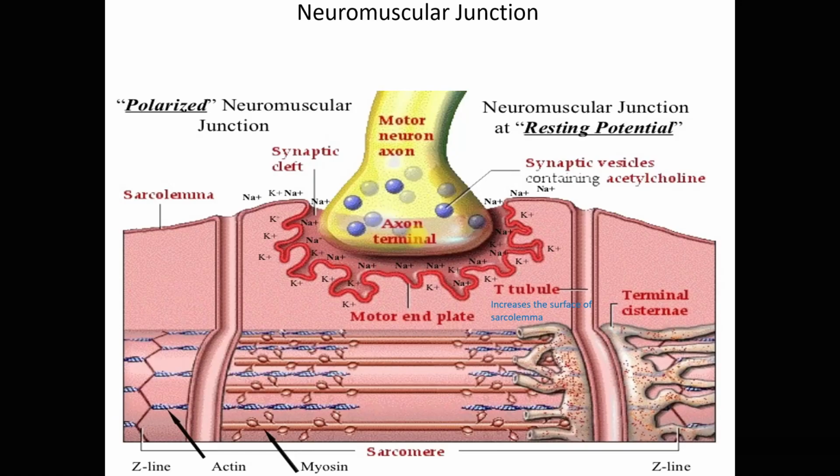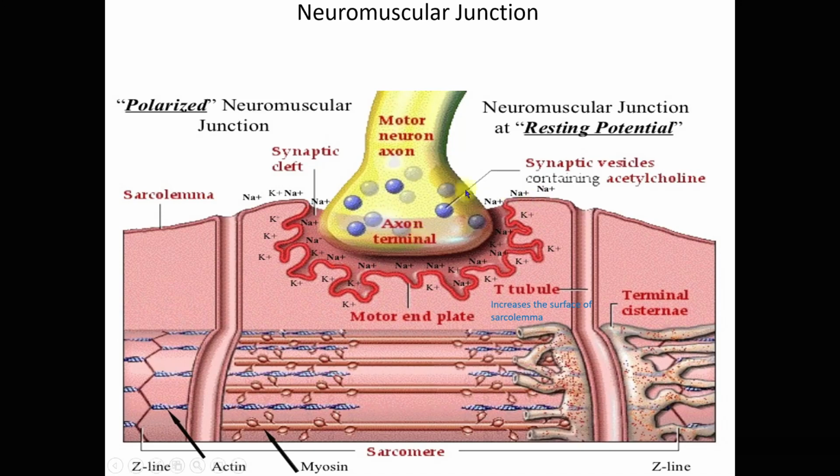So today we'll be learning about the neuromuscular junction as well as the muscle contraction, which can be explained by the sliding filament hypothesis and the Ratchet mechanism. So first things first, neuromuscular junction.